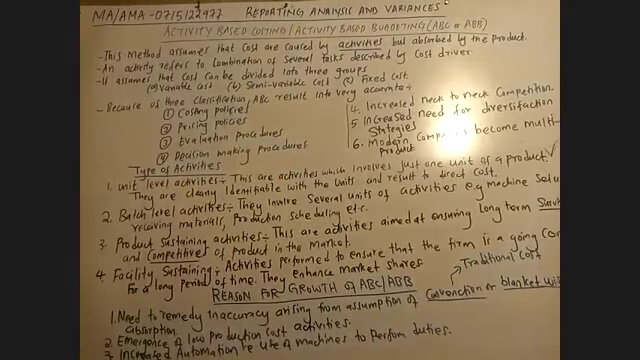So we are saying factors that limit the adoption of ABC. Number one, inability to establish appropriate cost driver. Where the company cannot establish an appropriate cost driver, it becomes a limit to adopting ABC.